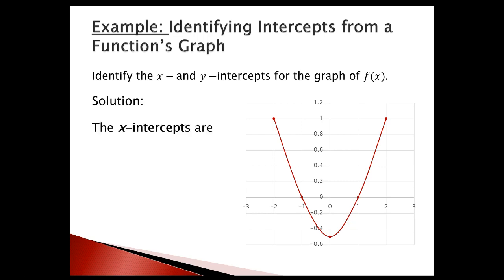Now here we can see the x-intercepts are these 2 points. So we define these 2 points as (-1, 0) and (1, 0). In these 2 cases, the y values are equal to 0. And here we can see we have only one y-intercept. So this point is (0, -0.5). If we take the y-intercepts, the x values are always equal to 0. Thank you.